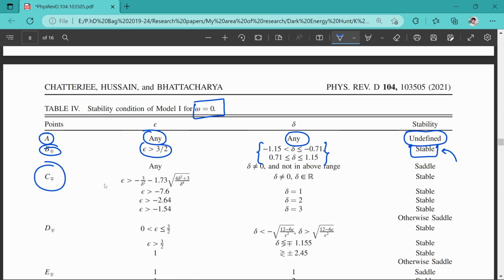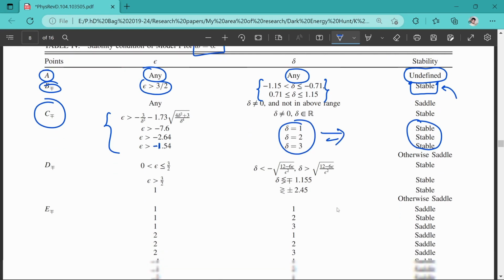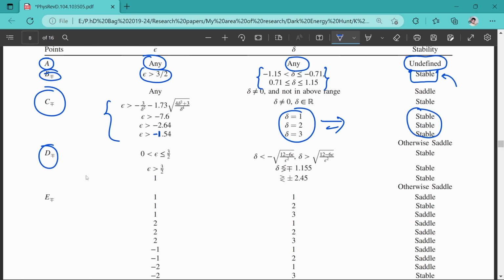Now for c plus minus, if epsilon is greater than minus 1.5, then these points can become stable points, and for delta 1 to 3 you can have the stability. Similarly for the other points, if your epsilon is between 0 and 1.5, then you will have the stable point. And if your epsilon is greater than 1.5 and delta is lesser than, say, -2, -4, -6, -8, or if delta is greater than 4, 5, 6, 7, then this point becomes stable.